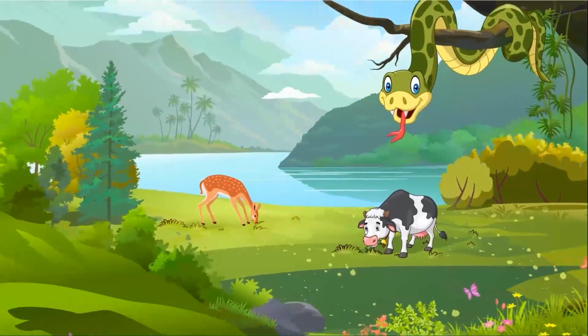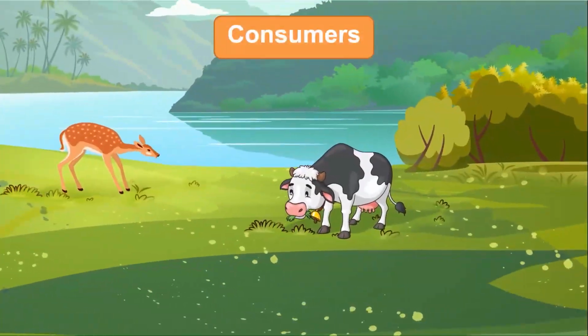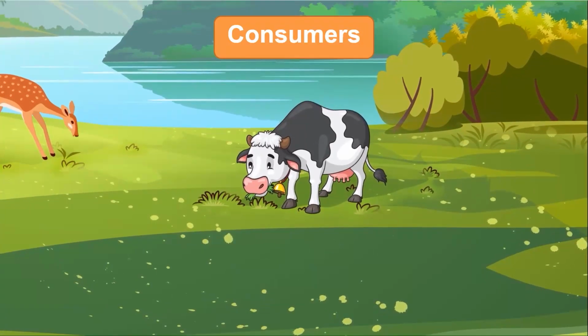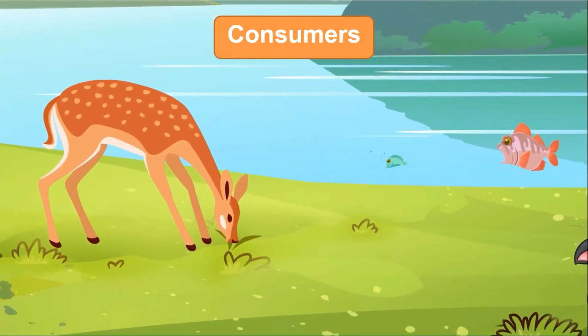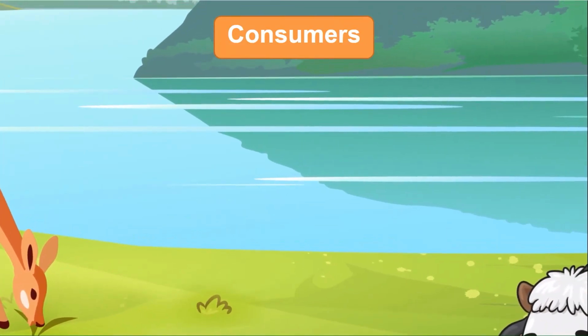However, animals are known as consumers. That is because they are unable to make their own food. Consumers rely, directly or indirectly, on plants and other animals in order to get energy.